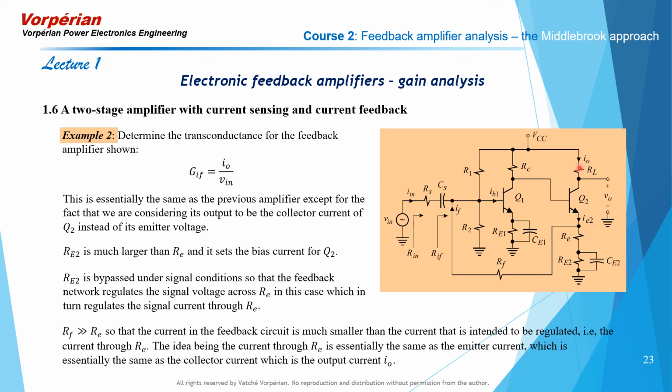So effectively what we're doing, again, is to sense this current I0, feed it back, and make it follow an input voltage Vin, regardless of the variations in the load RL. Hence, what we want to solve for is the closed-loop transconductance IO over Vin. This is what we're trying to solve for this feedback system. It's known as current sensing and current feedback.